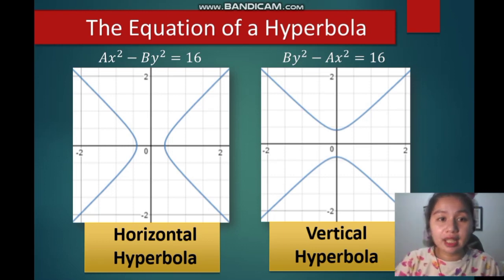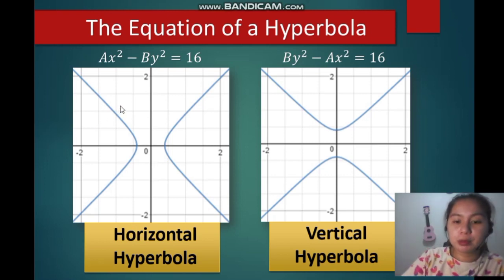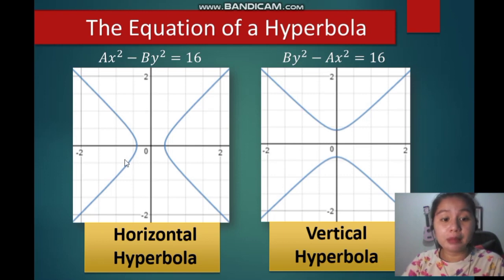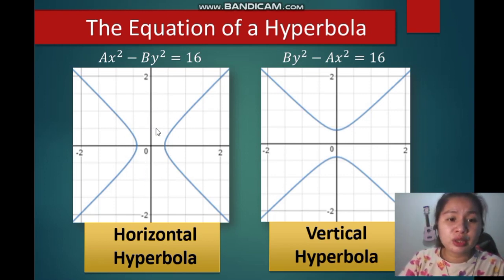So again, same with ellipse and circle, we have two types of hyperbola. We have the horizontal hyperbola and then we have the vertical hyperbola. So kung makikita nyo dito, itong nasa left side natin, we have the horizontal hyperbola and then we have the vertical hyperbola. Ito kasi yung ating hyperbola. Ayang line na yan, ito color blue, that is the hyperbola.